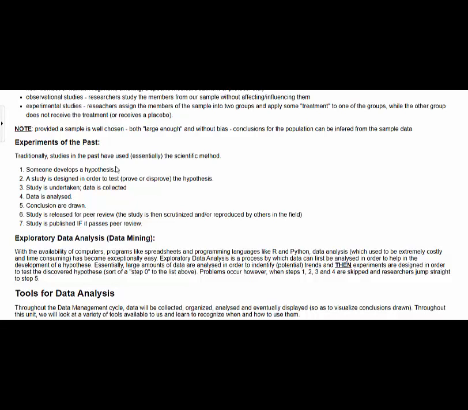And then, once the conclusions were drawn, we would release that information to the scientific community or the appropriate community, and they would look at the studies and try to reproduce them. If all that went through, then the study would be published.